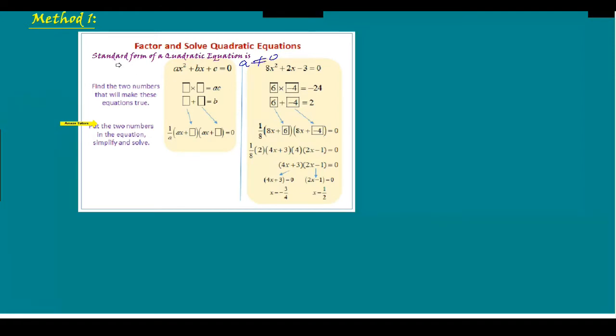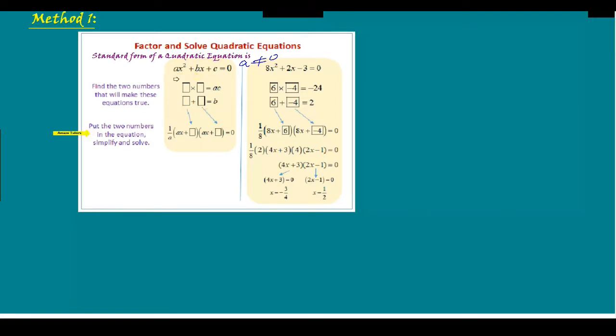Now, the factoring method is very easy. There are two steps. Step 1, find the two numbers that will make these equations true. You need to find out the two numbers. When you multiply those numbers, it should give you AC. AC means A times C, that means the coefficient of x squared times the constant. So find the two numbers so that the product will give you AC, and the sum of the two numbers should give you B, which is the coefficient of x.